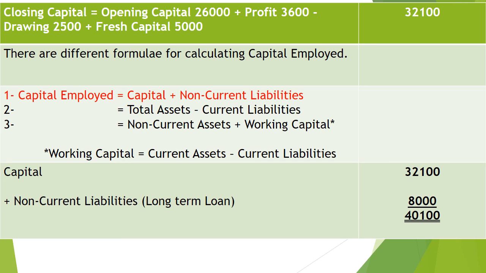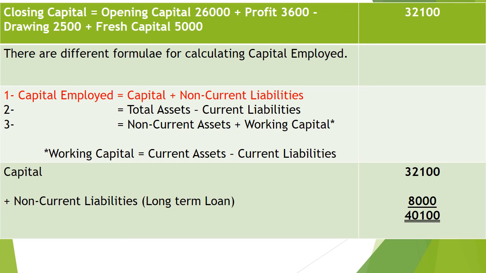And there are different formulae for calculating capital employed. First is capital employed is equal to capital plus non-current liabilities. Second is total assets less current liabilities. And number 3 is non-current assets plus working capital, and working capital is equal to current assets less current liabilities. This is also called net current assets. Working capital is also called net current assets.